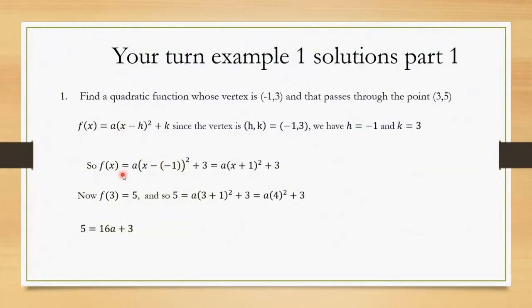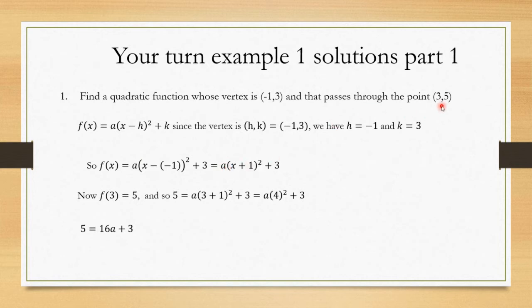So if we plug that in, f of x is going to look like a times (x minus -1) squared plus 3. Of course, that's the same thing as a times (x plus 1) squared plus 3. So we got a lot of it done. We know what h and k are. We're not quite done yet because we have to figure out what a is. Now, how do we do that?